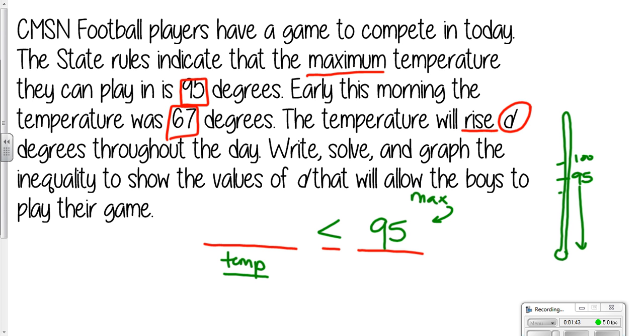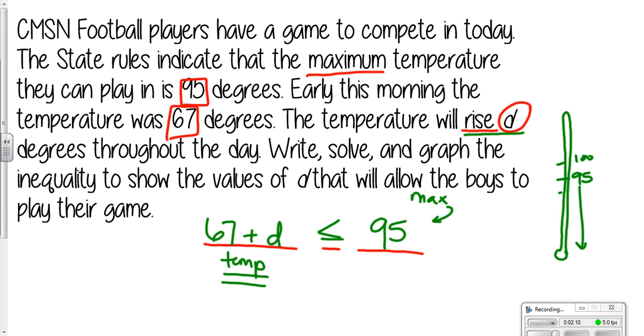Now, maximum also implies that it can be 95 degrees, right? That means we need to have the equal to symbol underneath. So our temperature over here, once we get to it, needs to be less than or equal to 95 degrees. So then I see, what is the temperature right now? Well, early this morning, the temperature was 67 degrees. Okay, that's where we're at right now. But then it's going to rise d degrees, right? Rising means going up. So we're going to add d degrees, okay?